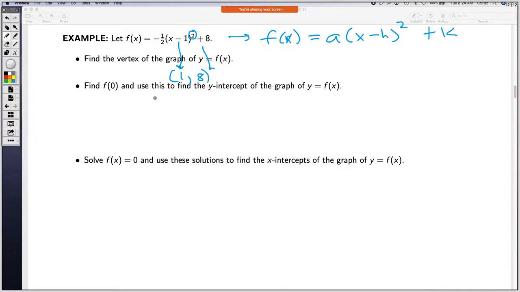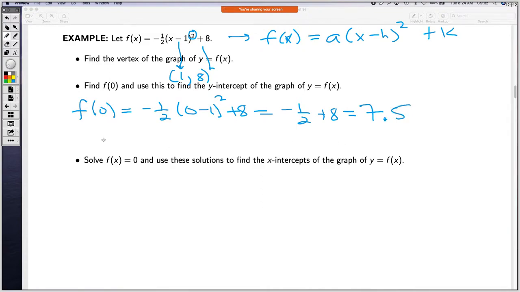Find f(0) to get the y-intercept, so we plug x equals 0 into the function. Once again, the subtraction inside the parentheses goes first. 0 minus 1 is negative 1, squared is positive 1, times negative 1/2 is negative 1/2, plus 8. This is going to be 7.5, a terminating decimal. So the y-intercept is (0, 7.5).